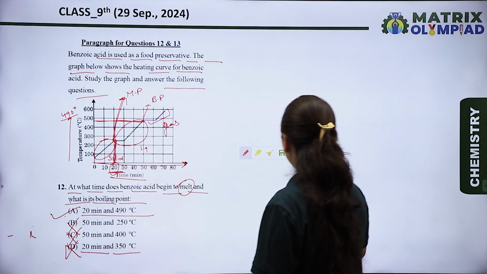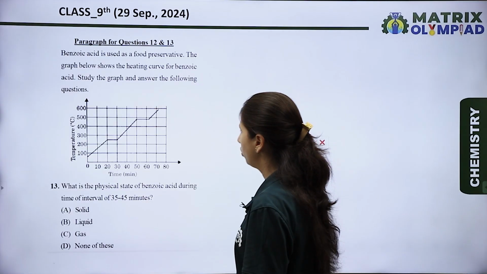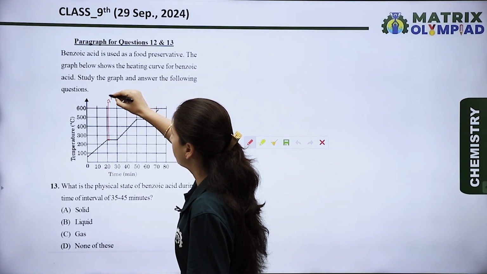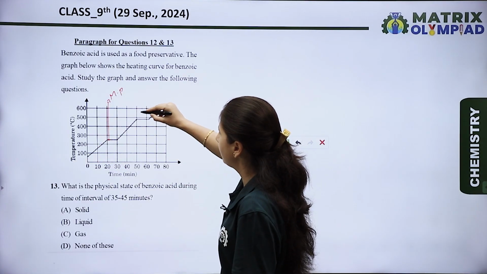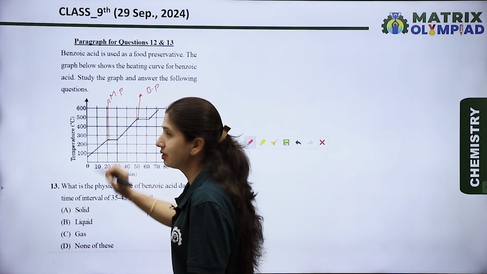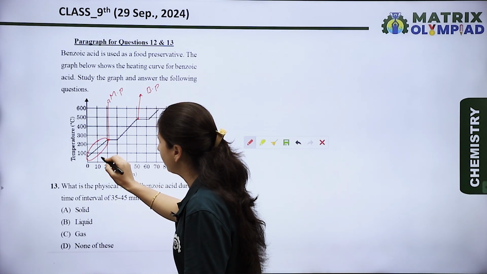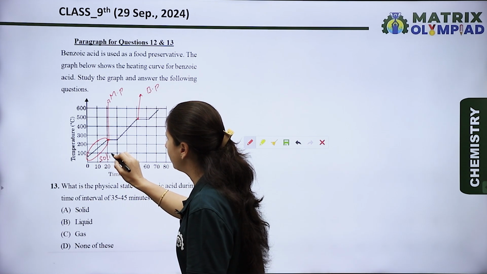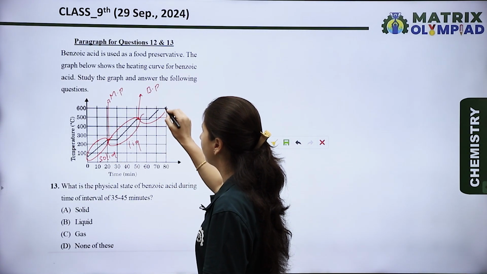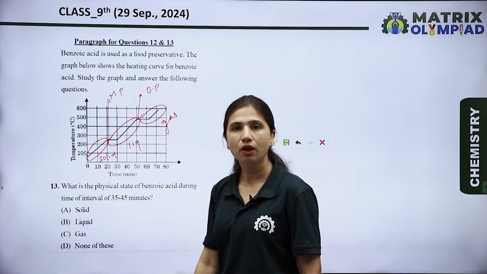Now let's see the next question. In the next question the paragraph is the same, so we just point out the points. This is the melting point for benzoic acid and this is the boiling point for benzoic acid. At the melting point, benzoic acid is present in the solid state, from here to here it is present in the liquid state, and here it is present in the gaseous state, or we can say the vapor state.